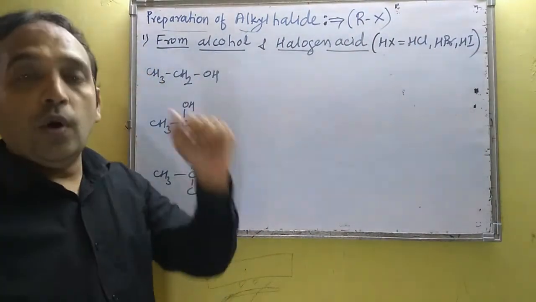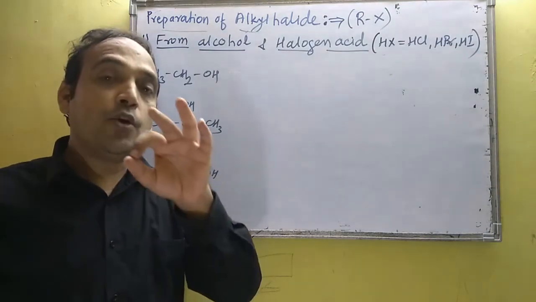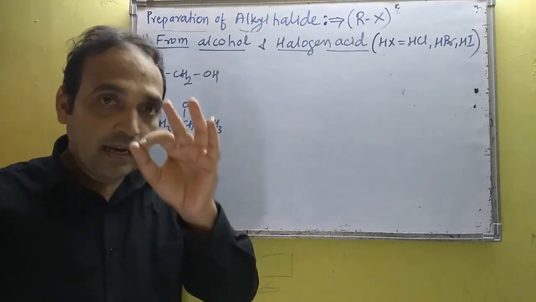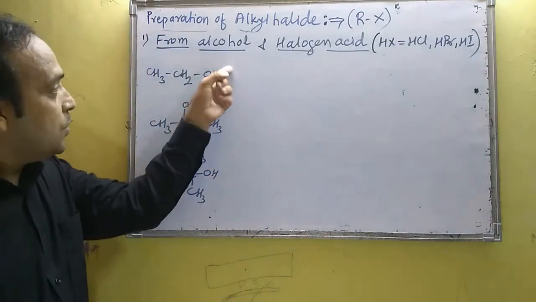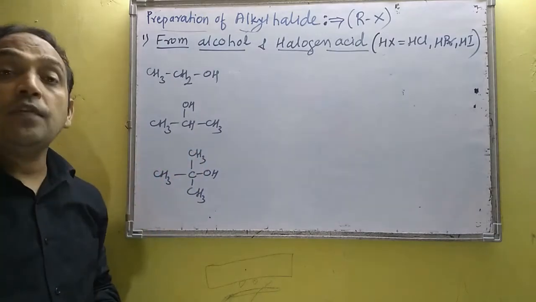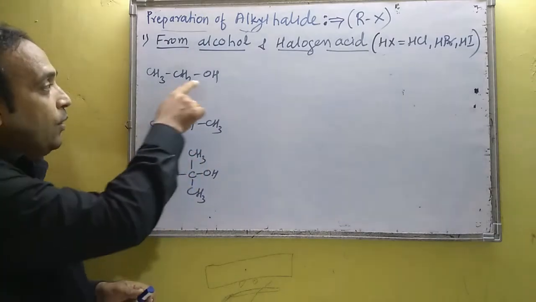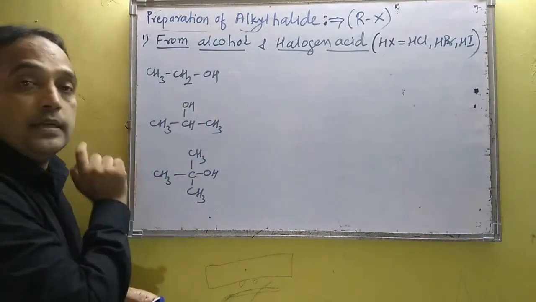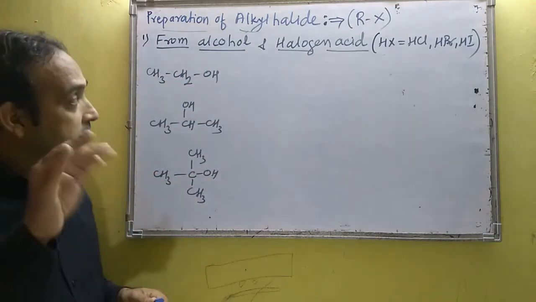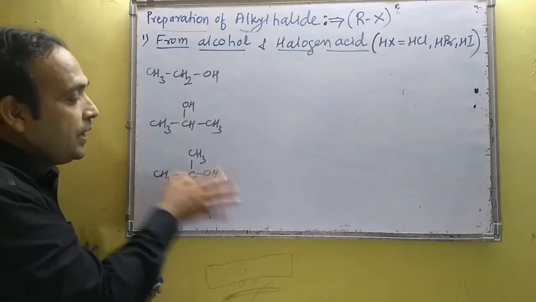Now what is alcohol? Hydroxyl containing compounds. Hydroxyl group means OH. All of these are examples of hydroxyl containing compounds, OH, OH, OH, which means all are examples of alcohol. But what is the basic difference between these three alcohols?